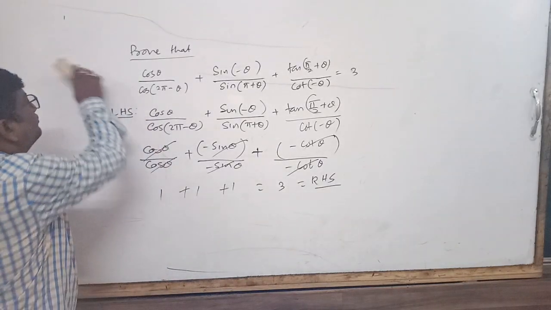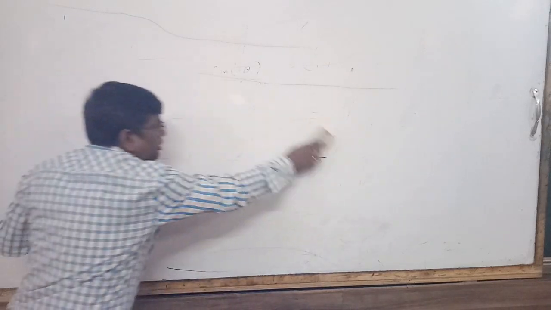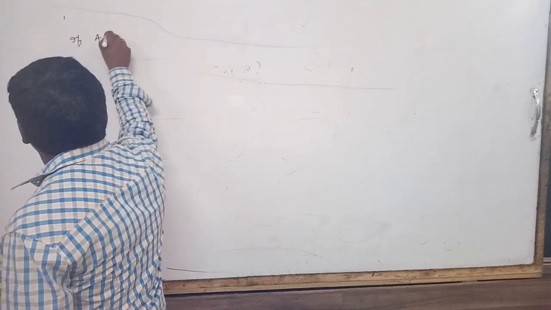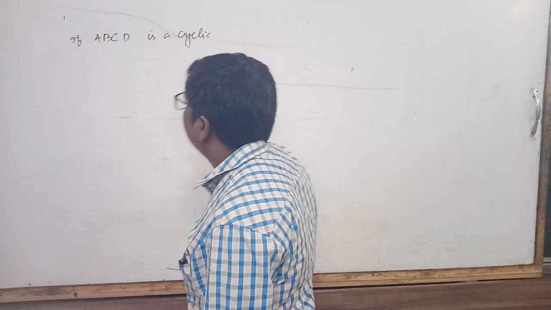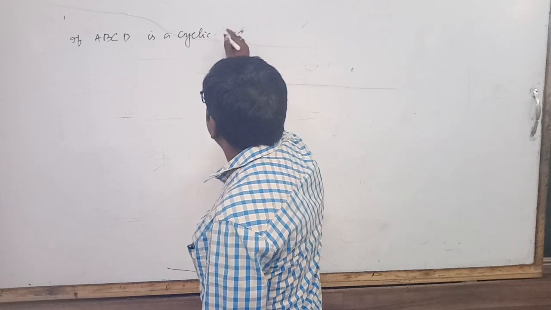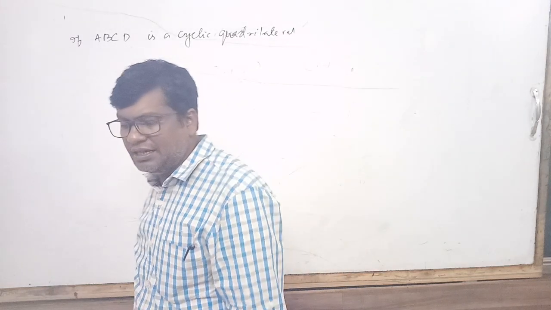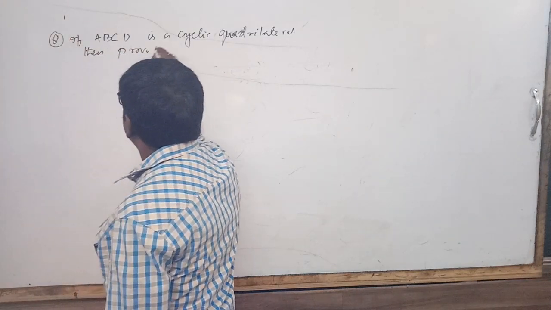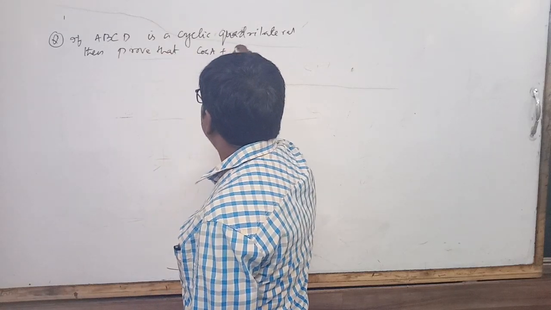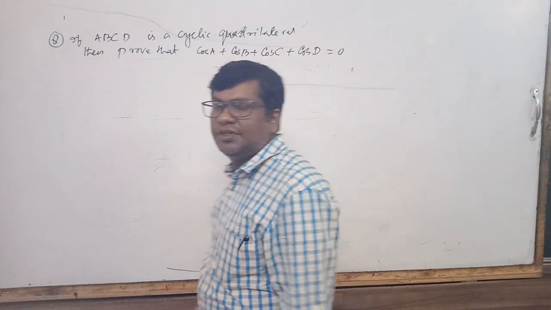Another question. If ABCD is a cyclic quadrilateral, then prove that cos A plus cos B plus cos C plus cos D is equal to 0. Right?